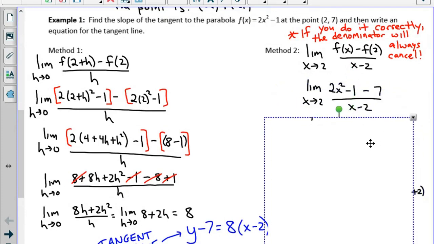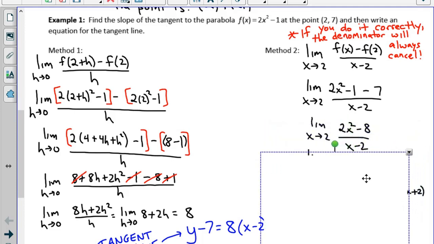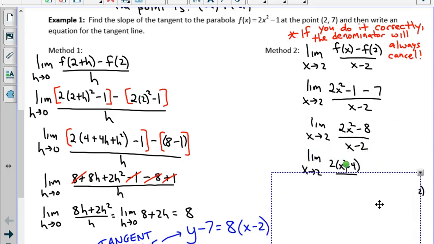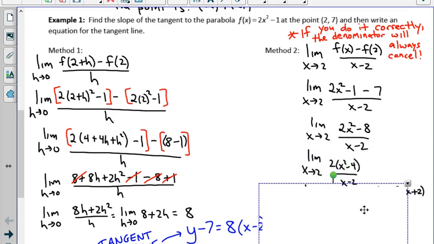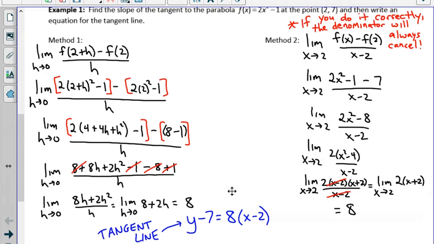Then I replaced f of x with 2x squared minus 1 and f of 2 with 7, because those are true statements from the example, from the problem. Then I combine like terms. Then, if you notice, I factored out a 2, and then I ended up factoring x squared minus 4. So notice the x minus 2's cancel. The denominator always canceled, which is good. Now I just substitute 2 in and I get 8. So either way, I got 8 as my answer.